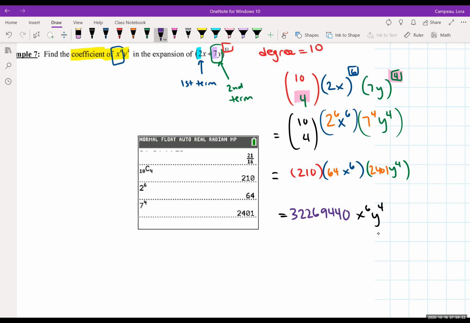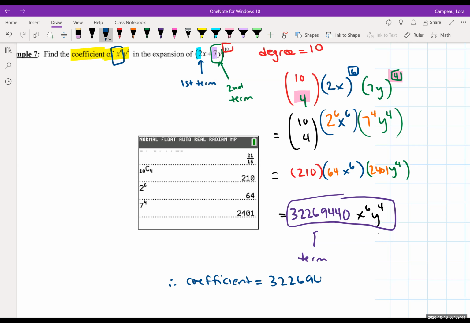So if we're looking for the coefficient, remember, we're not asked for the term. This is the term, by the way; the entire part is the term. The coefficient would be the only part we'd have to enter. The coefficient is equal to 32,269,440. So this is the final answer that we would have to write down.